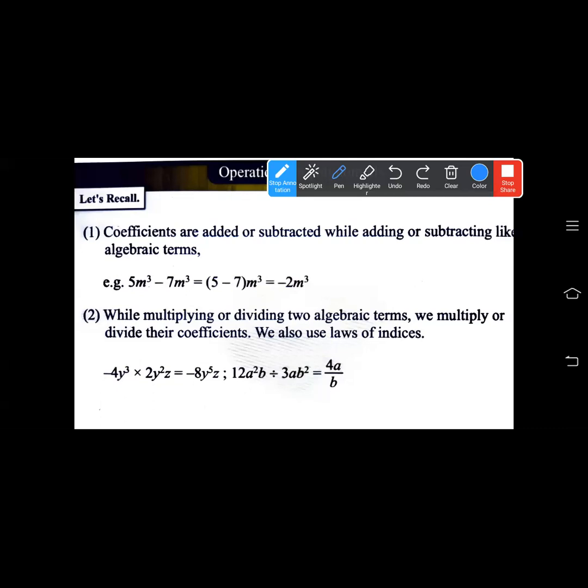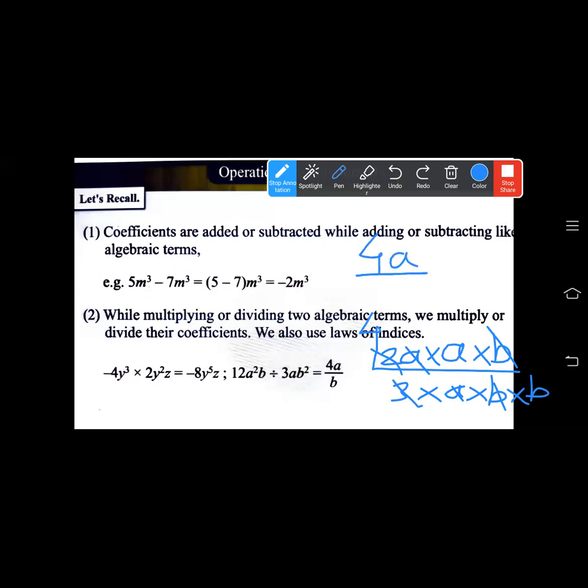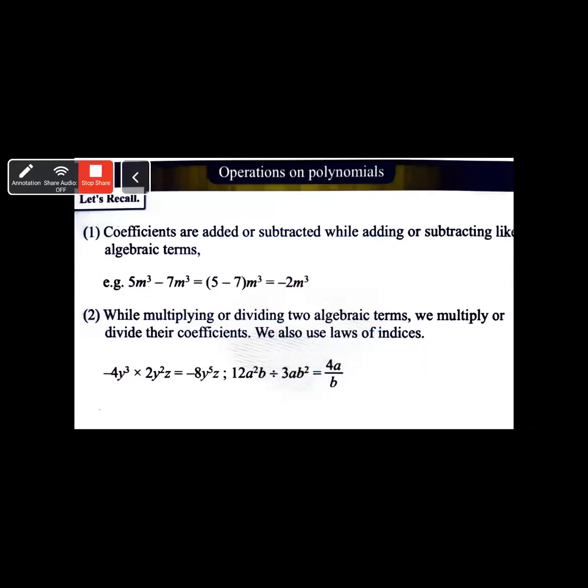And 12a square b divided by 3ab square. 12a square b can be written as 12 into a into a into b, and 3ab square can be written as 3 into a into b into b. So we can reduce: 3 times 4 is 12, an a can be reduced, and one b and one b can be reduced. So in numerator and denominator, what is left? 4a upon b. So your answer is 4a upon b. This way you have to do the operations on polynomials.